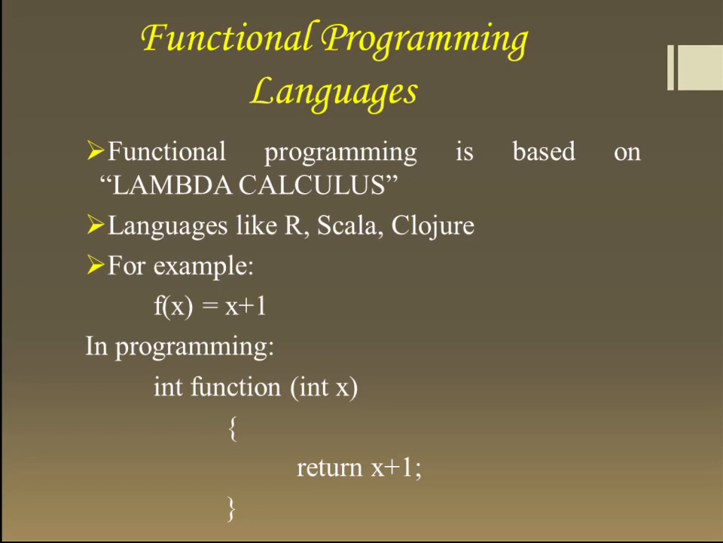For example, f(x) = x + 1. Here, for any given value of x, the output of x + 1 is always constant. For example, f(2) = 2 + 1 = 3. f(5) = 5 + 1 = 6. It means the output of x + 1 is always constant. And in programming, the function takes a parameter int x and returns the value of x + 1. Here we keep our function and data separate.